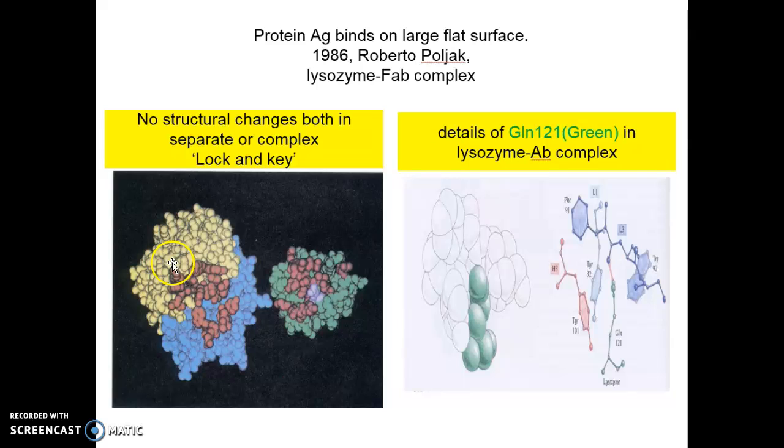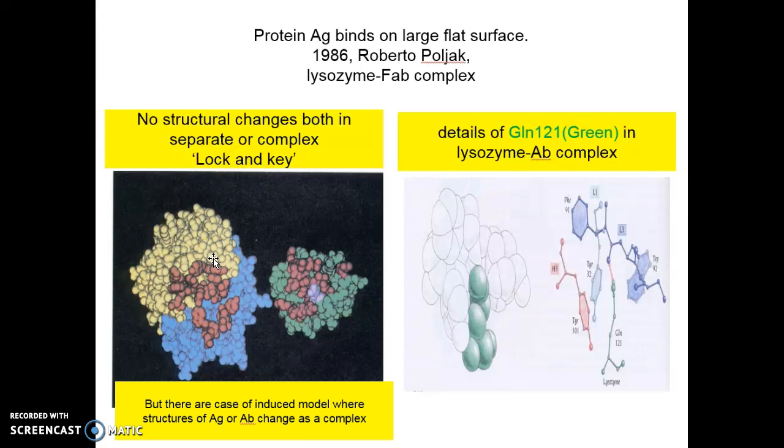The structural changes observed for antigen and antibody in separate form or as a complex are small, so the binding could be explained by the lock and key model in this case. However, in other cases, conformational changes were observed, so the induced fit model is also applicable in antigen and antibody binding.